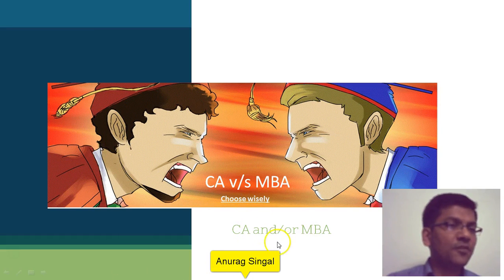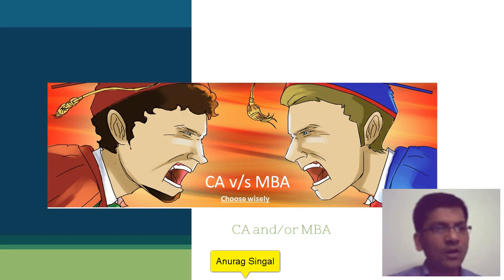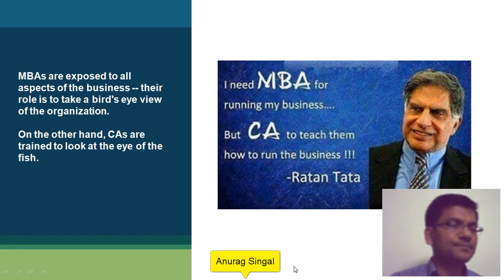There will be some who say I am going to go for the MBA program because that is more in alignment with what I want to do in life, and for some it's going to be CA and MBA. Now CA and MBA can happen either like you clear CA and go for an MBA, or you clear CA final, immediately go for an MBA, or clear CA final, gain some work experience and then go for an MBA.